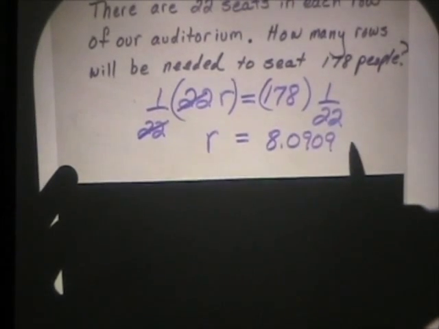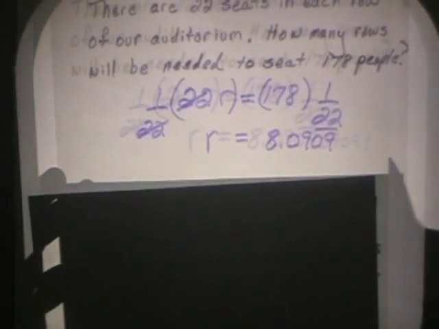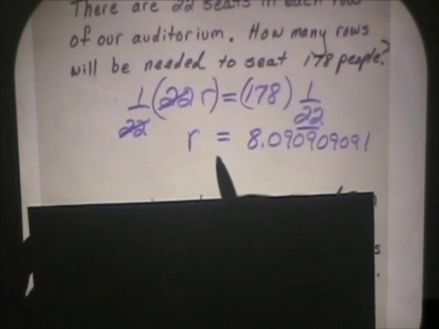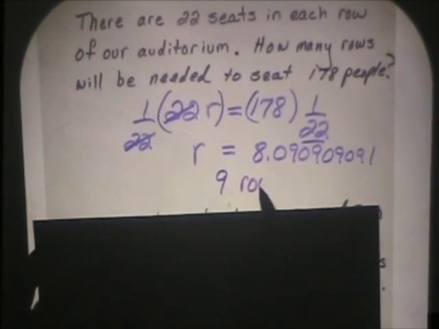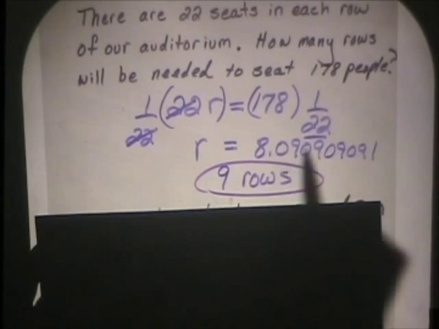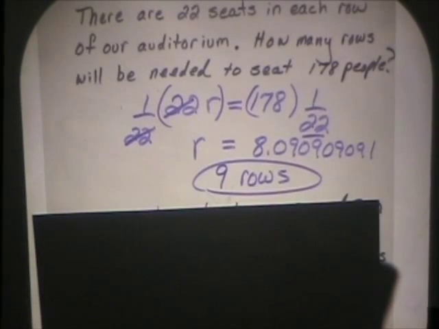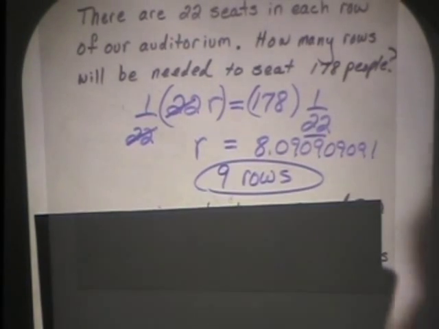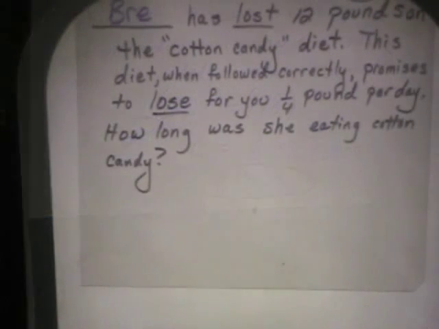So we have an 09 repeating situation. We're going to need 9. The answer here is going to be 9 rows. It's the only thing that makes sense because you have to fit all 178 people in. 8 rows won't do that. We do have to rope off 9 rows.